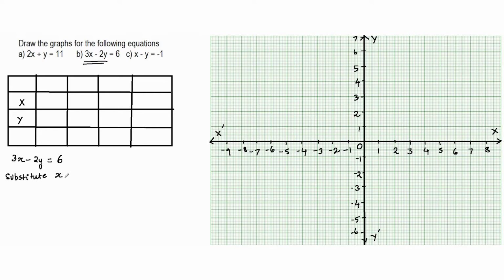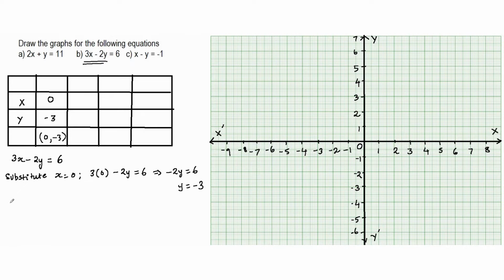Let's substitute x equals 0 and see what happens to y. So 3 times 0 minus 2y equals 6, which implies minus 2y is equal to 6, and therefore y equals minus 3. So when x is equal to 0, the value of y is minus 3, and therefore the point is (0, -3).